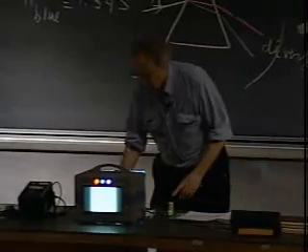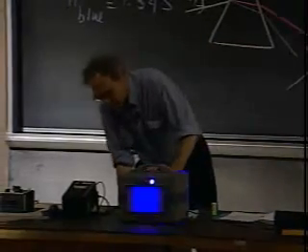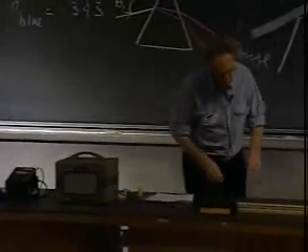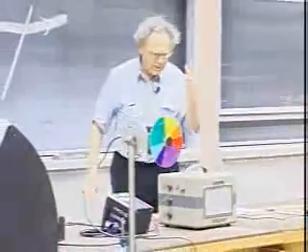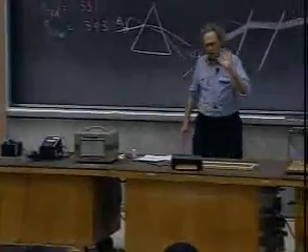Your color TV is based on this principle. You have 3 electron guns in your color TV. And there are 3 different chemicals on the screen of your television.